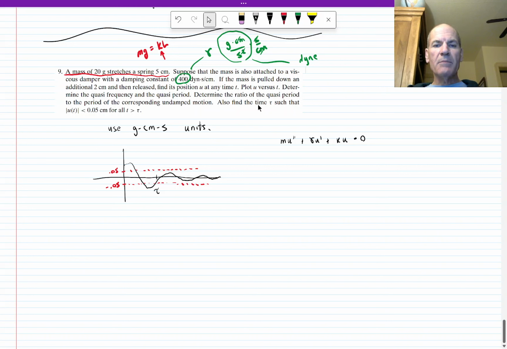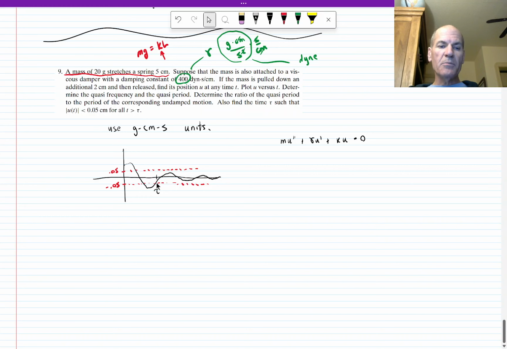And then last, find the time tau such that the amplitude u is less than 0.05 centimeters for all t bigger than tau. So you have this damped oscillation. It's slowly fading away to 0. I've sketched in, just by way of example, 0.05 and minus 0.05 based on this quantity here. You're really just looking at this damped oscillation and trying to figure out when it gets into that range and stays in that range forever after. Clearly it enters that range here, but then it leaves the range here, and then it goes back into the range here, and then it stays in afterwards.